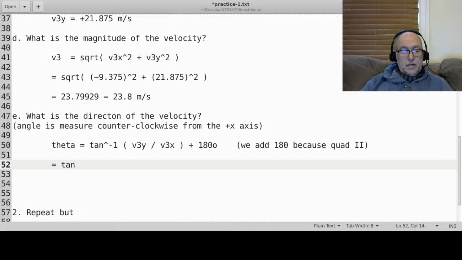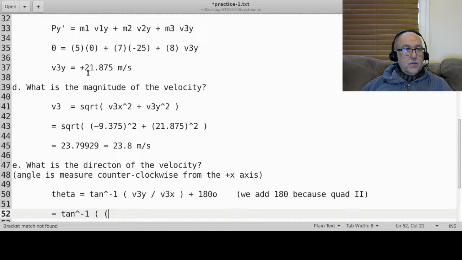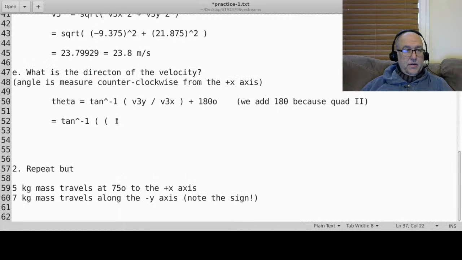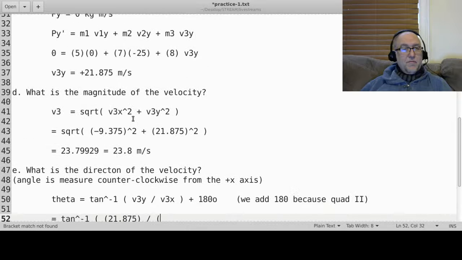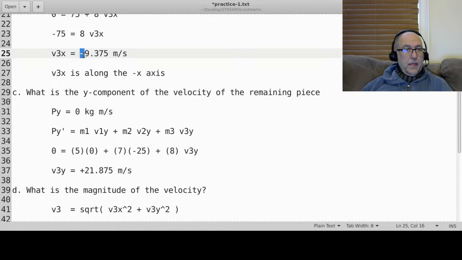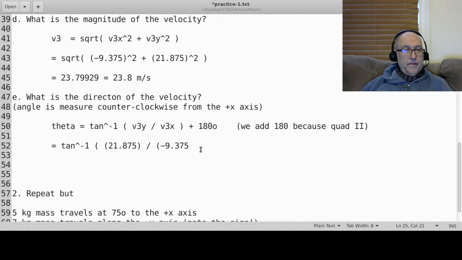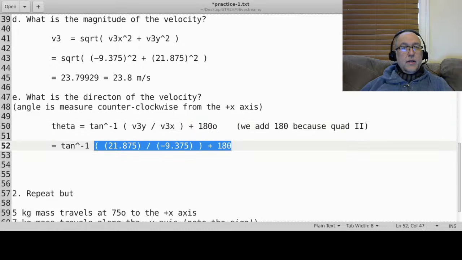Tangent to the -1 of the y component. Wow, I can't type. The y component is this positive number right there, and the x component was this negative number up here, and plus 180, like that. Let me do that on my calculator, and I can give you that answer.